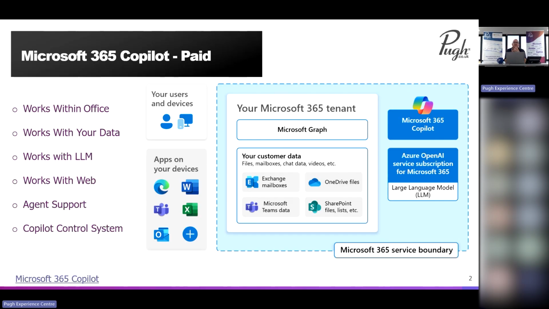It has agent support and the Copilot control system. The Copilot control system is the ability to manage Copilot and agents within your Office 365 tenancy. So you've got control now over what you can do in your organizations.